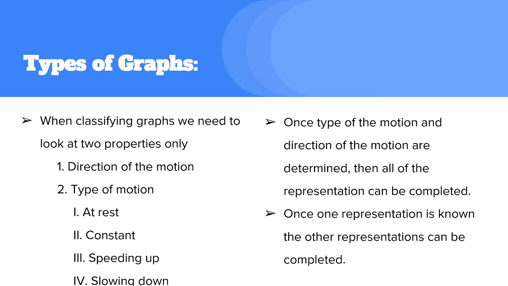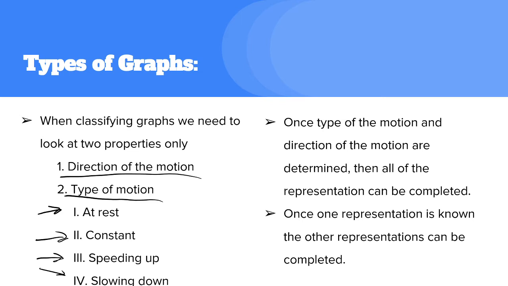And before we start, we're going to have types of graphs. We are going to have a lot of different types of graphs. When classifying graphs, we need to look at two properties first: the direction and the type of the motion. So what are the types that we have? You might be at rest, no movement. You might be going with the same pace, constant. You might be speeding up or slowing down. All right, so those four.